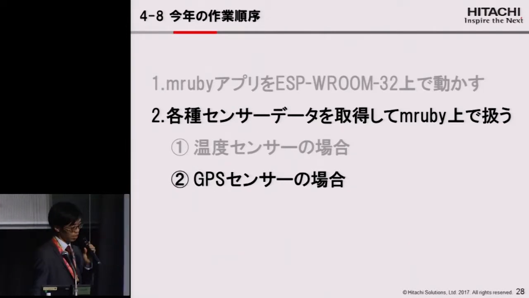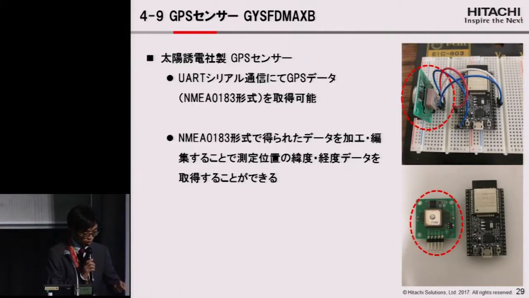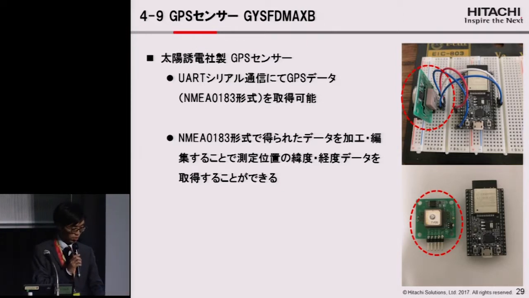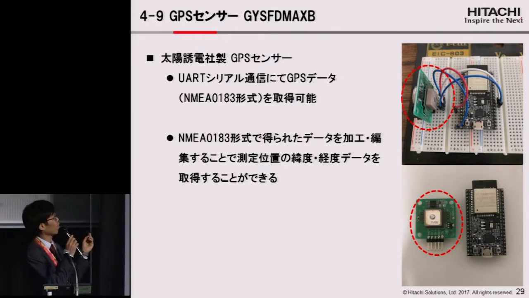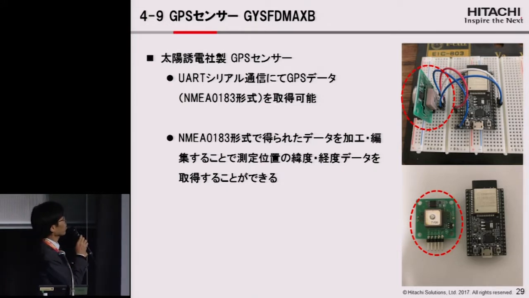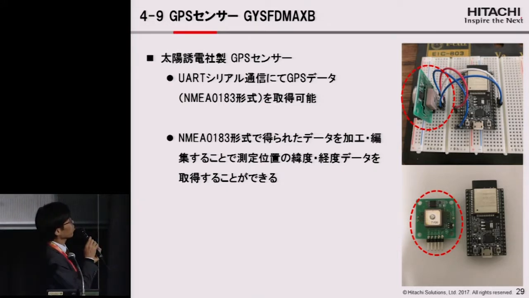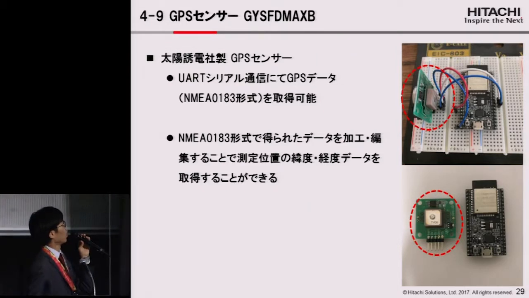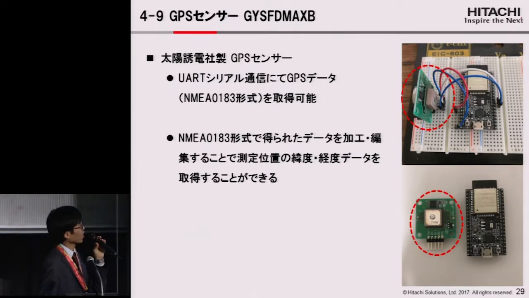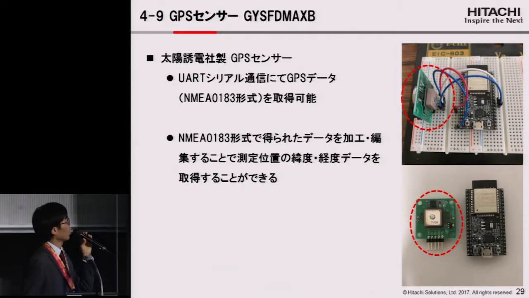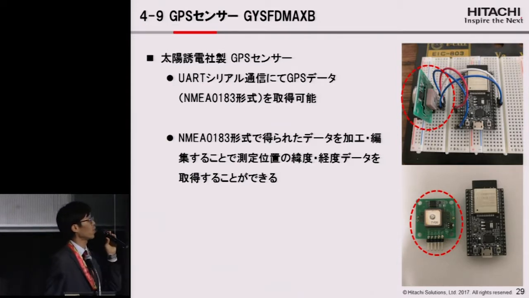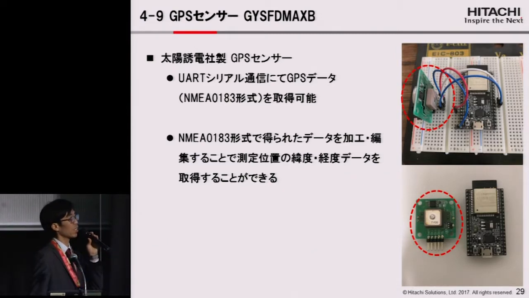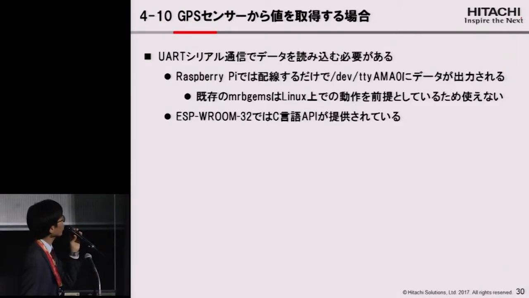Next is the GPS sensor. The GPS sensor is similar. We use the GPS sensor made by Taiyo Yuden. With this sensor, using UART serial communication, it's possible to obtain GPS data in NMEA 0183 format. By editing this data, it is possible to obtain latitude, longitude, and time and date data.